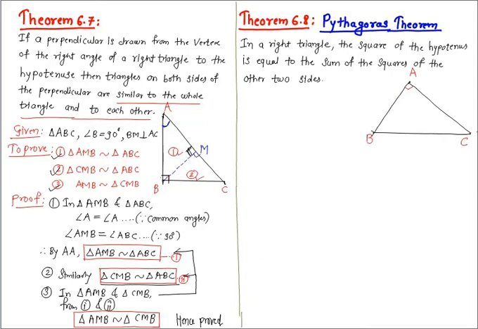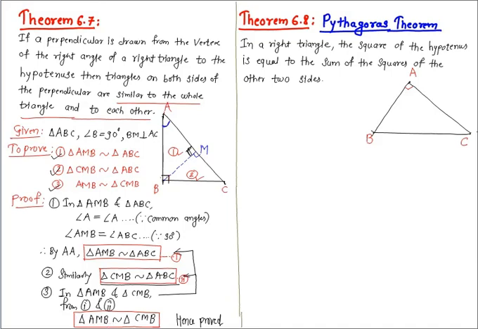Now next is Theorem 6.8, which is referred to as Pythagoras Theorem. As you know, we are already familiar with this Pythagoras Theorem from our earlier classes. We had made use of this theorem in solving certain problems. We have also seen a proof of this theorem in class 9th. Now, we shall prove this theorem using the concept of similarity of triangles. And in proving this, we'll make use of Theorem 6.7, which we learned previously.